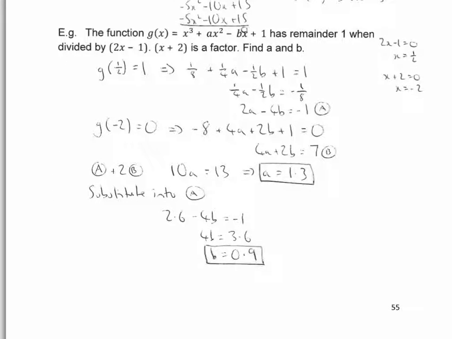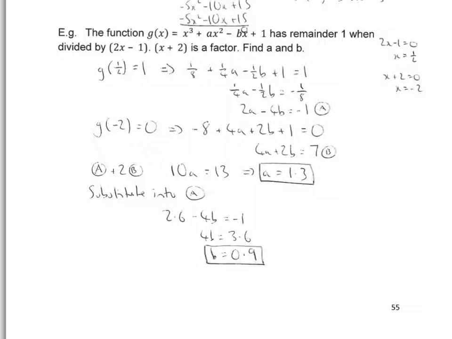So, next one. This is a mixture of the remainder and the factor theorem. I'm giving you here a polynomial with an a and a b unknown, so I'm hoping to be told two pieces of information, and I am. I'm being told it's got a remainder of 1 when you divide by this thing here, and I'm being told x plus 2 is a factor.